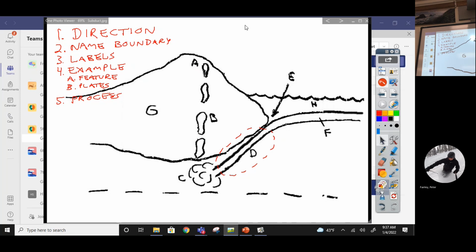Just to make sure that we're all clear, when I say oceanic crust, I'm not talking about the ocean. I'm talking about the ocean floor, right? The rock below the ocean. And that's why I labeled H on there. It's so obvious and simple that we sometimes can't even think of it, huh?